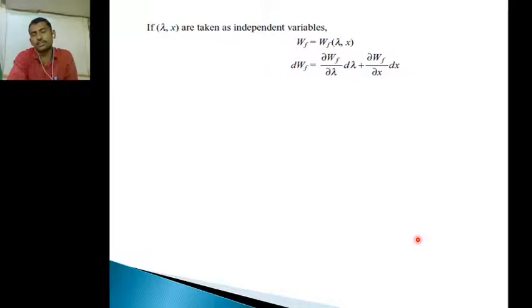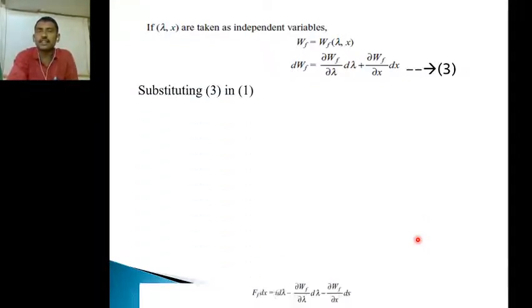That means Wf is equal to Wf of λ comma x, and the derivative dWf is equal to ∂Wf by ∂λ into dλ plus ∂Wf by ∂x into dx, which we already saw in our previous discussion, but the derivation will be changed. In the previous discussion we saw the derivation of the Wf function with I comma x as the variables, and here we have λ comma x as the variables. We consider this equation as 3, and by substituting this third equation in the first equation, what do we get?